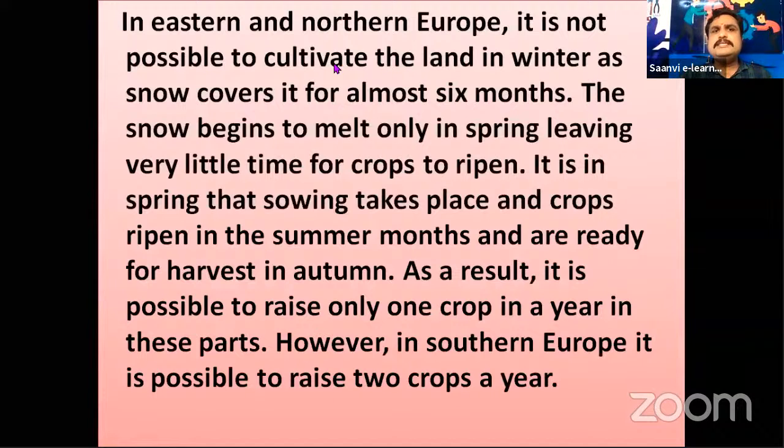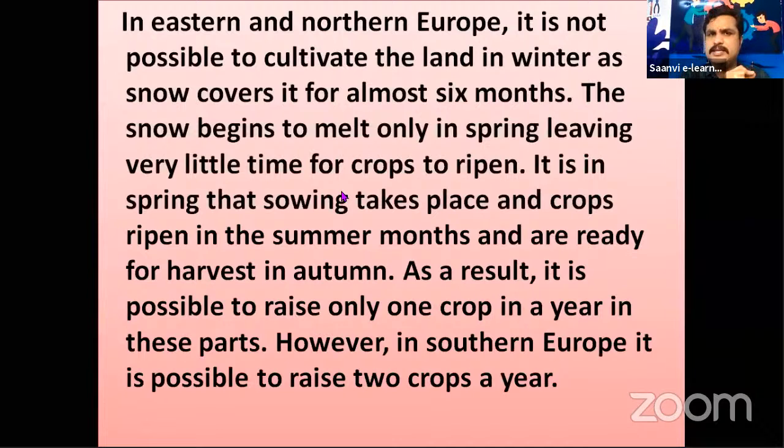See here, eastern and northern Europe, the eastern side and northern side of Europe, northeast we can say. It is not possible to cultivate the land in winter as snow covers it for almost 6 months. Only one crop is possible in the east and northern Europe, especially. Okay, find it on the map. Where is the east and how many countries come under the eastern region?